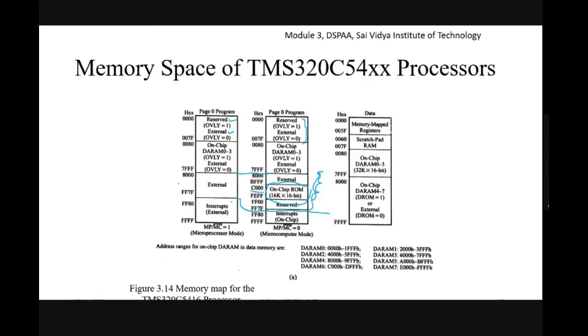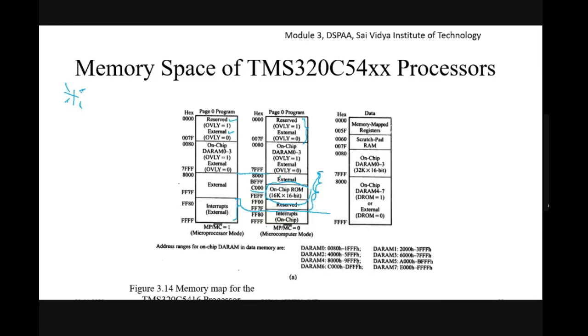But when it comes to interrupt part from FF80 to FFFF, here it is interrupt external, whereas in this case it is interrupt on chip. So that is the difference, the word external and the word on chip. And why are you stressing on this? It is a very important 6 marks question in the exam with a neat diagram.